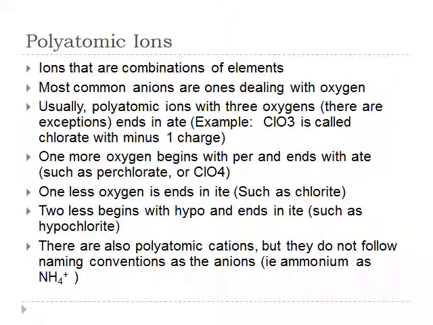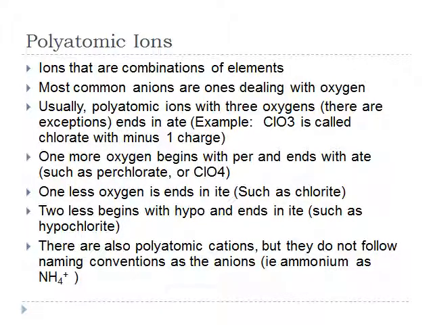Now, if there are 4 oxygens in the end, and I'm going to use the example again with chlorine, you would still get chlorate as in ClO3, but you add the "per" in the beginning. So ClO4 is actually called perchlorate. Now, as you can see the pattern right here, everything revolves around the 3 oxygens, and the naming would change depending if it's 1 more or 1 less.